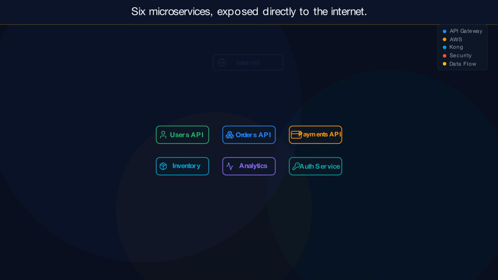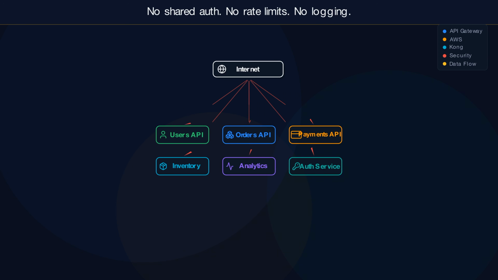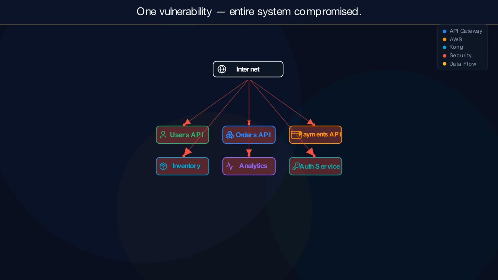Picture 6 microservices, each one exposed directly to the internet. No shared authentication, no rate limiting, no centralized logging. A single vulnerability in one service, and an attacker has access to your entire system. No firewall, no token validation, nothing stopping lateral movement. This is what happens without a gateway.